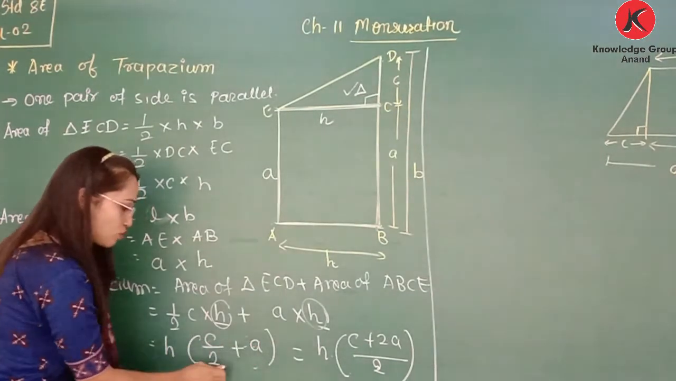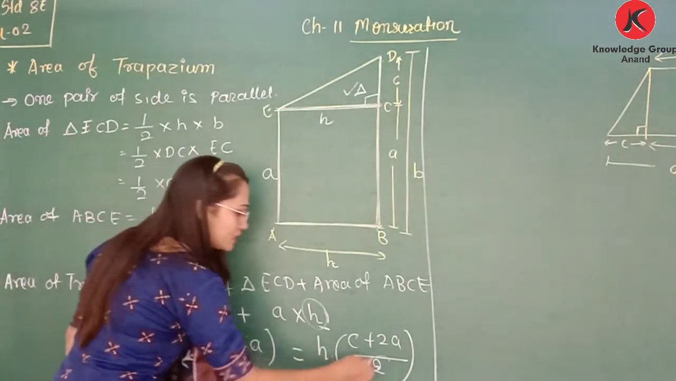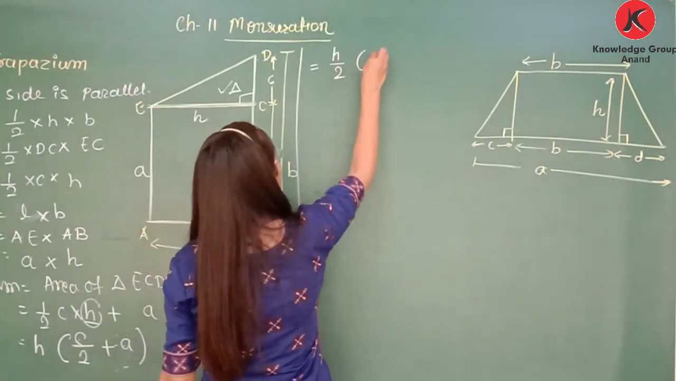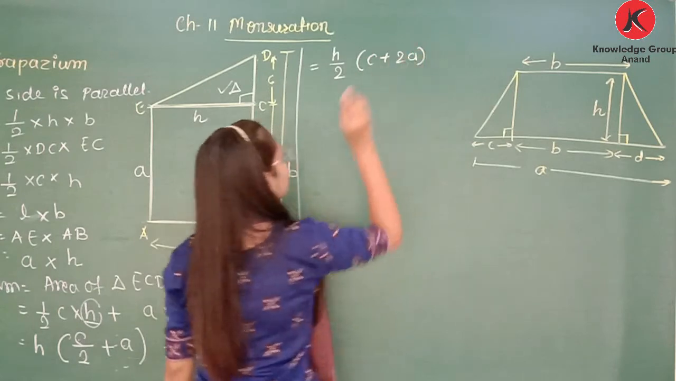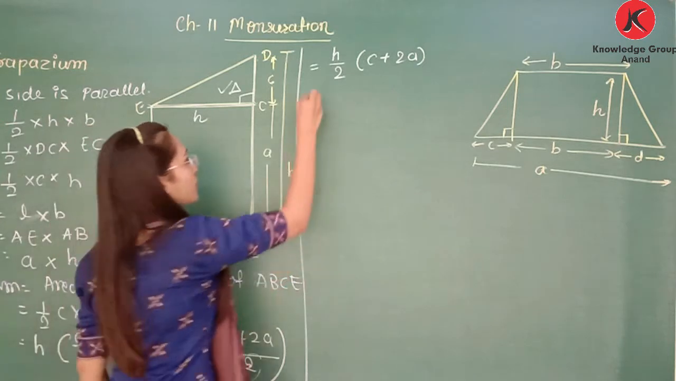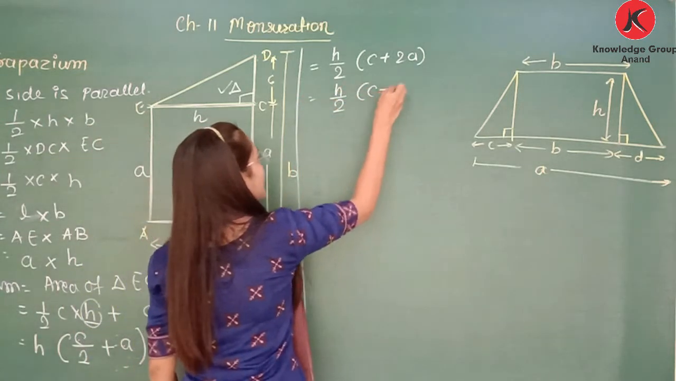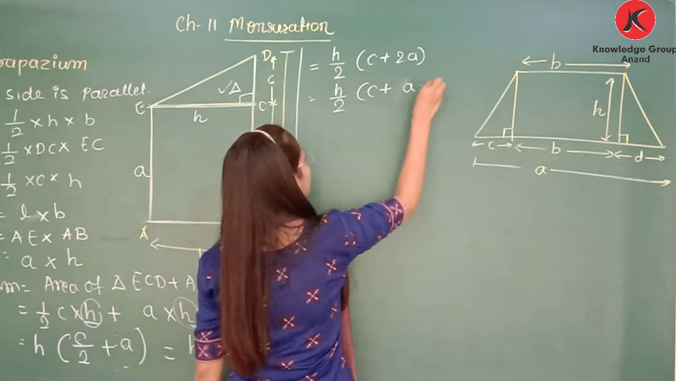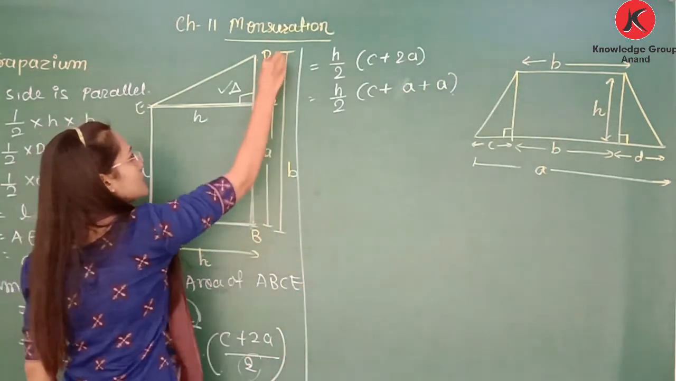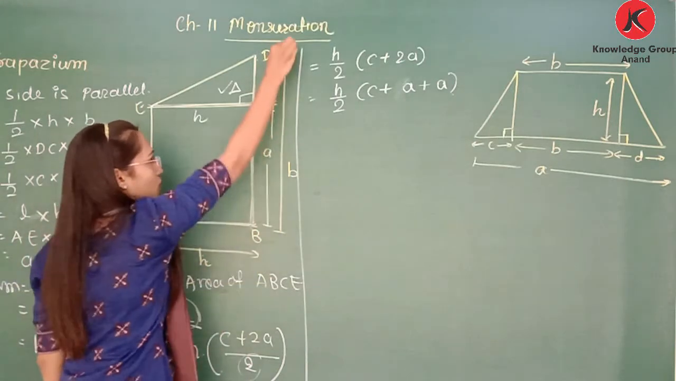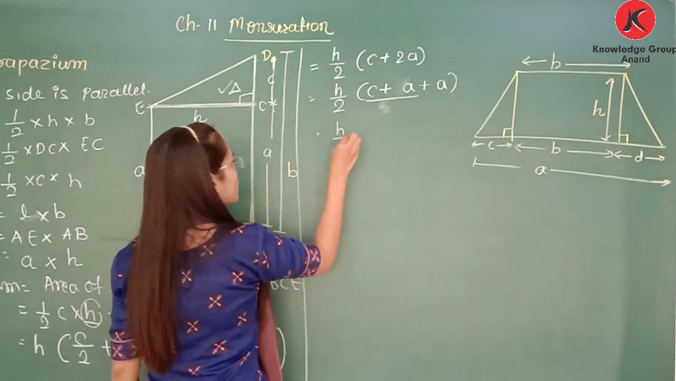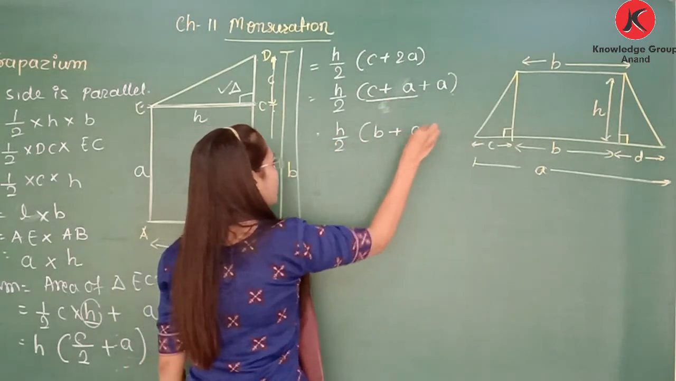So C plus 2A, whole divided by 2. Now take this 2 outside. So H by 2 inside the bracket C plus 2A. We can write 2A as A plus A. Now in the figure you can see this is C and this is A, that is the whole B. So C plus A is nothing but B. So we can write H by 2 times B plus A.